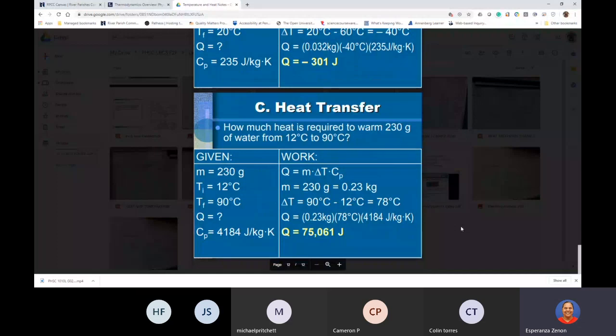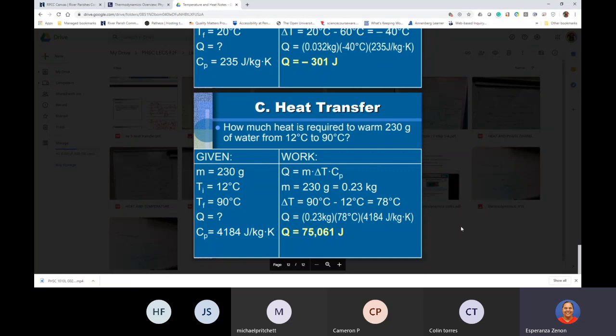They gave us a start and final temperature. So we can easily find delta T by taking the final temperature minus the starting temperature. So we get a temperature difference here of 78 degrees Celsius or 78 Kelvin, because again, delta T is the same on the Celsius and Kelvin scales. And so we look up CP for water. It was given on the chart, 4,184 joules per kilogram Kelvin.